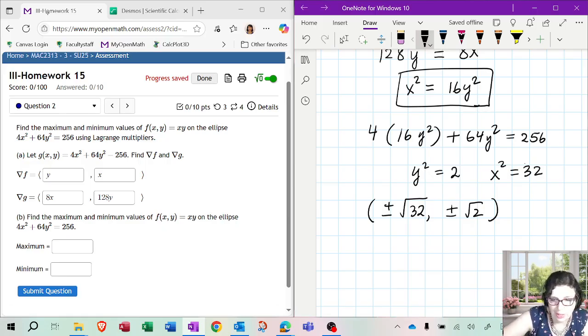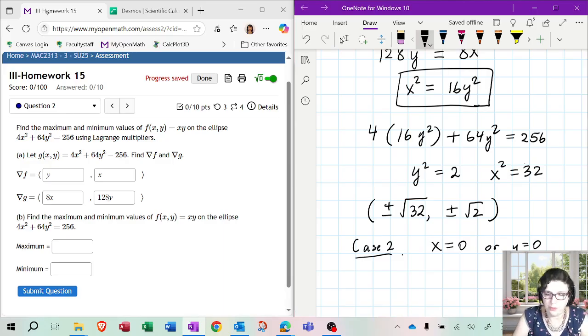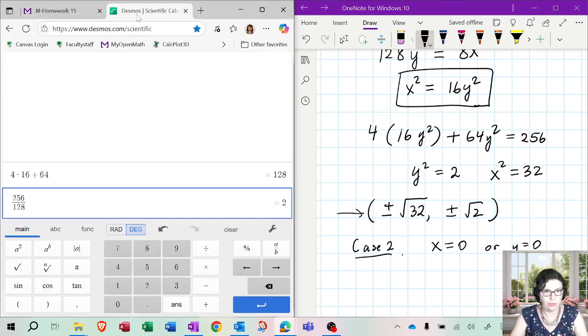Now let's go back. That's one possibility, but we can also look at case 2. Case 2 is either x equals 0 or y equals 0 or possibly both. However, if one of them is equal to 0, either x or y, then our function f of xy will just become 0, right? And I argue that that's not going to be a maximum or minimum because at these points, there will be one positive value and one negative, and 0 is somewhere in between. So it's not going to be the max or the min. So we do not have to worry about 0 after all.